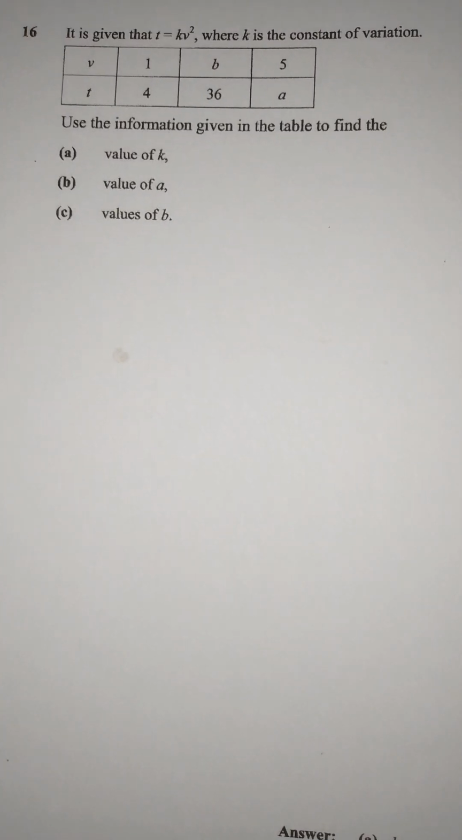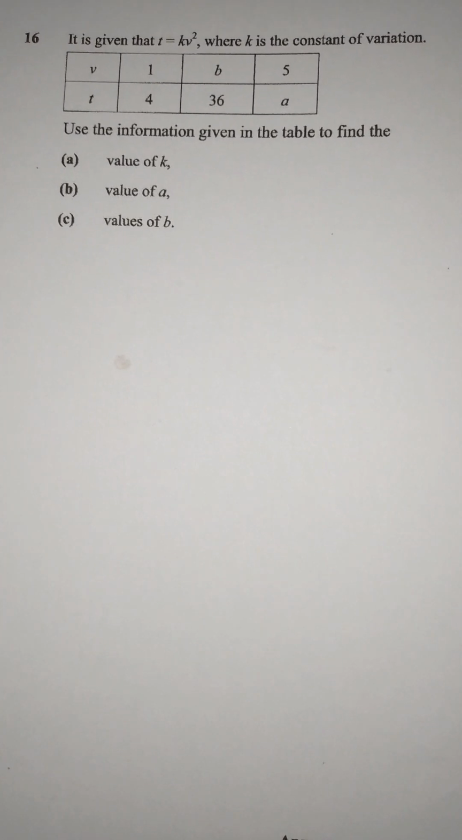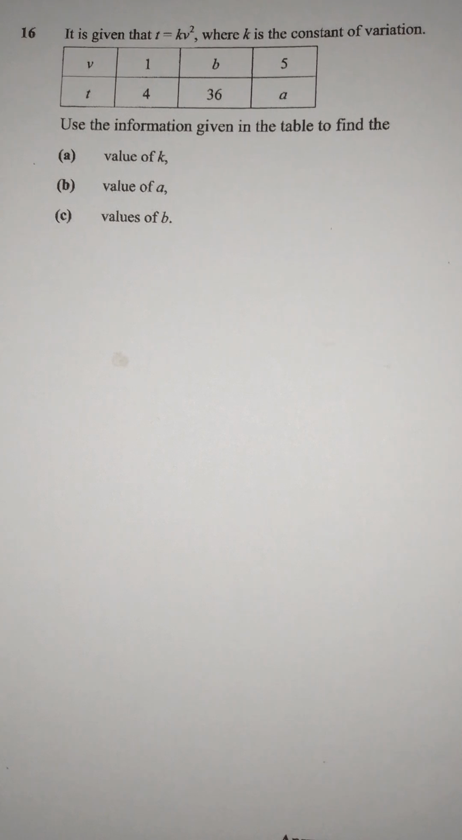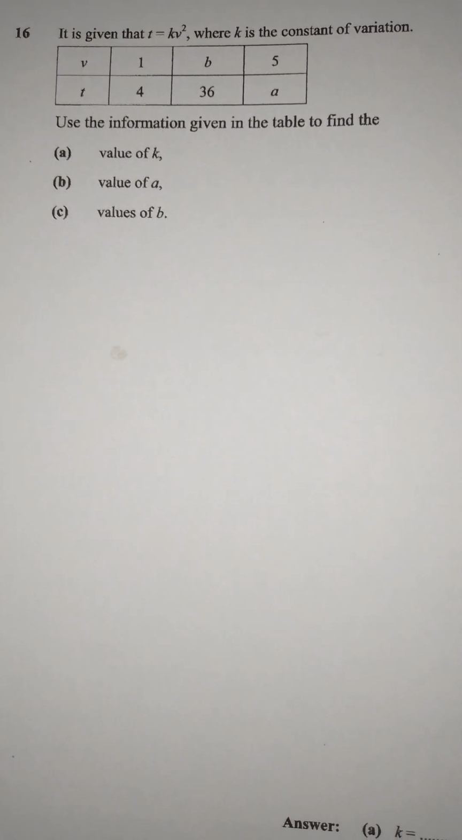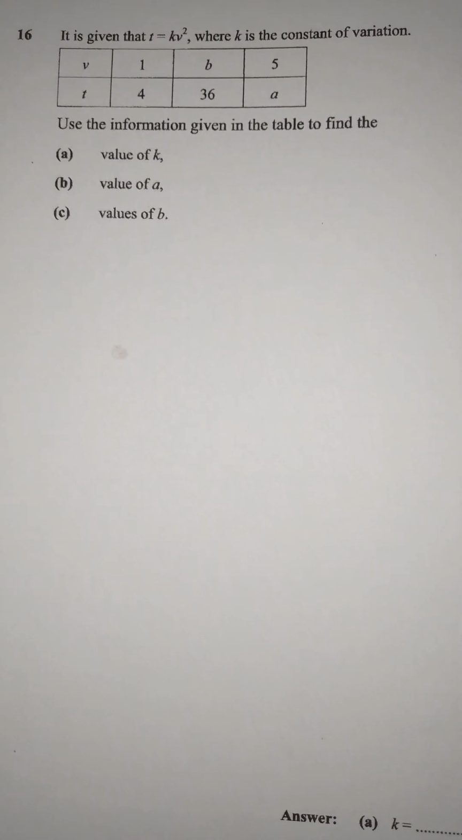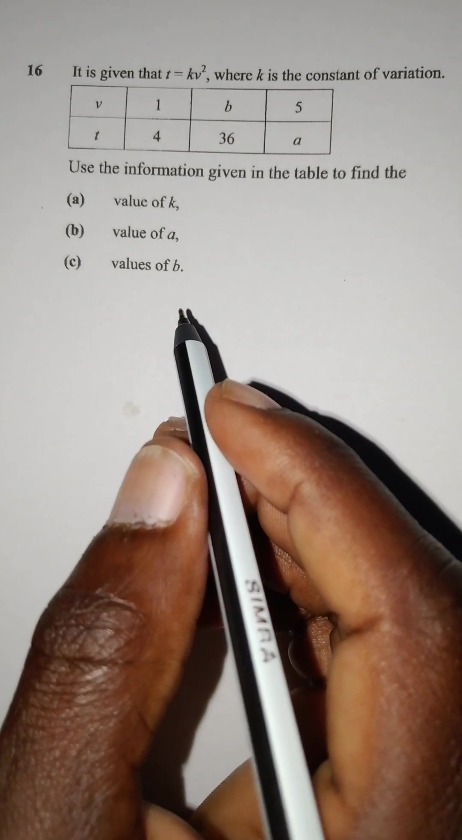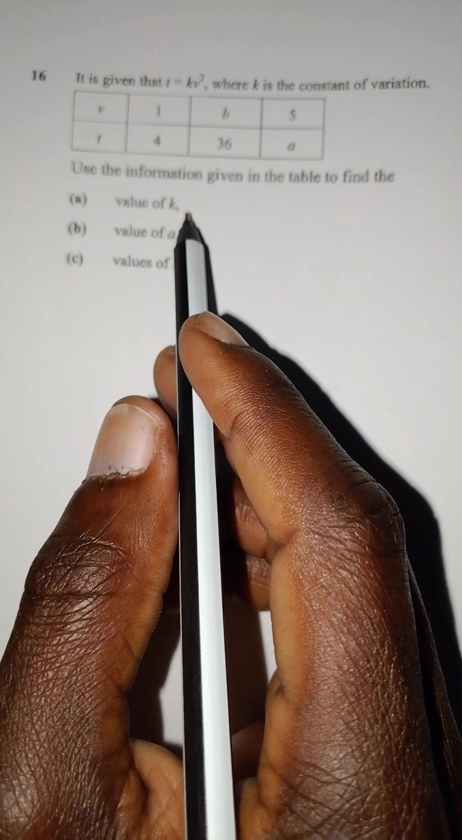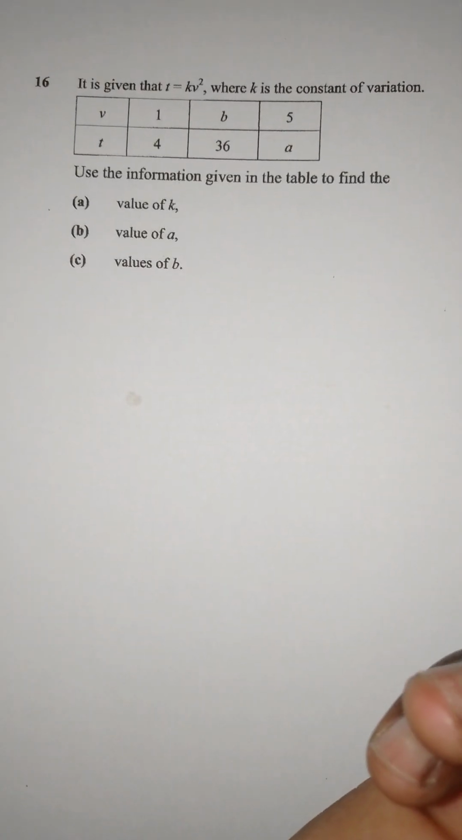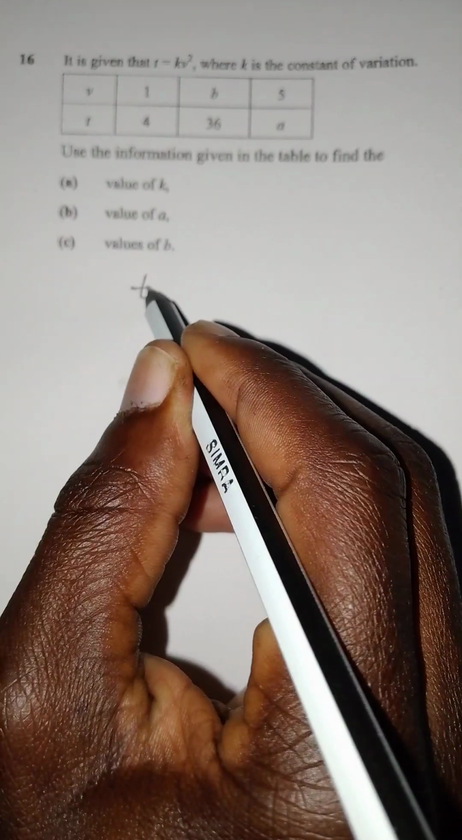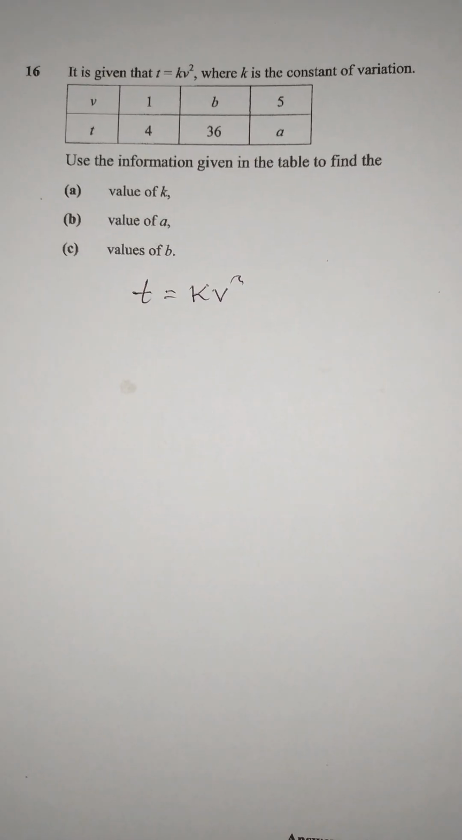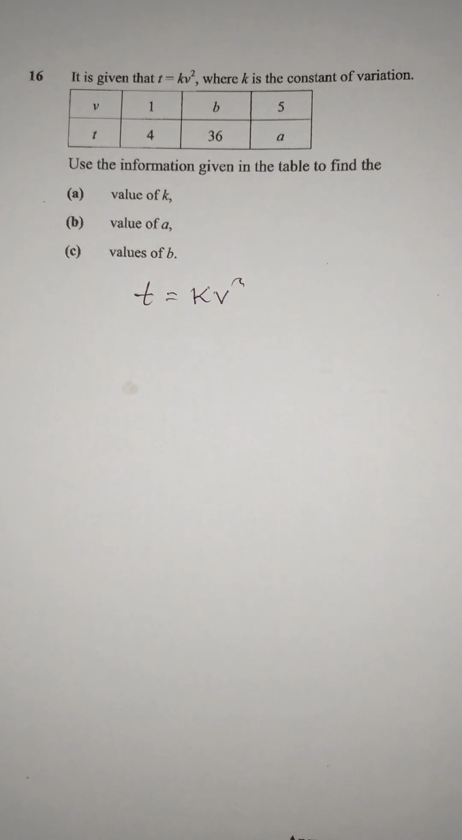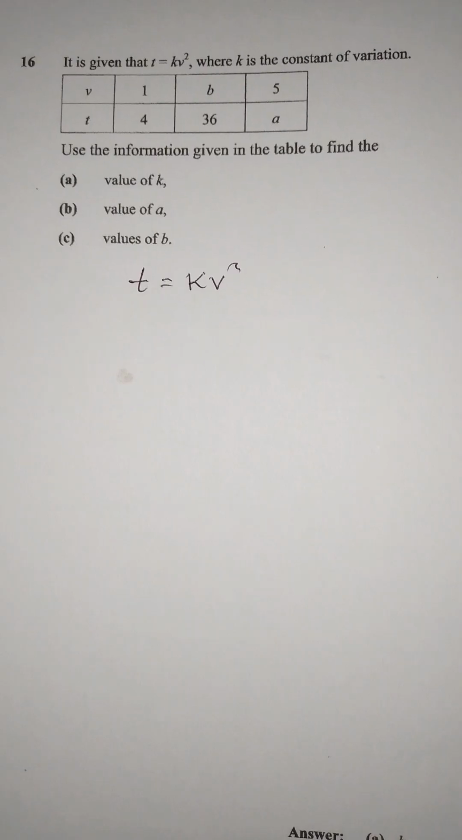Here the formula was given already. We say it is given that T is equivalent to kV squared, where k is the constant variation. Hence, that was just a direct variation. The question says, find the value of k, which is the constant variation in this case. So to find the value of k, since T is equivalent to kV squared, we're going to start replacing, because we're looking for k.